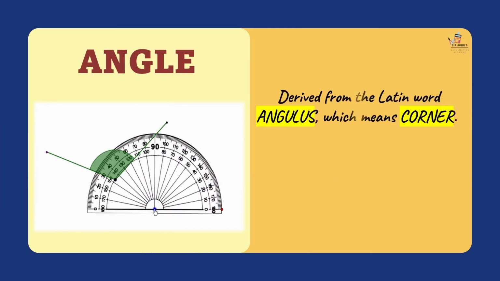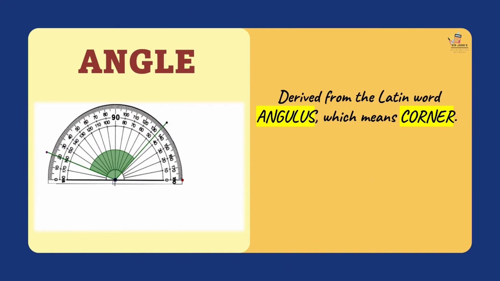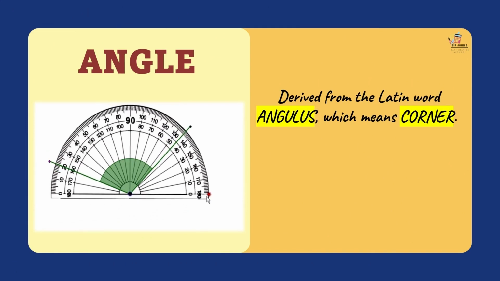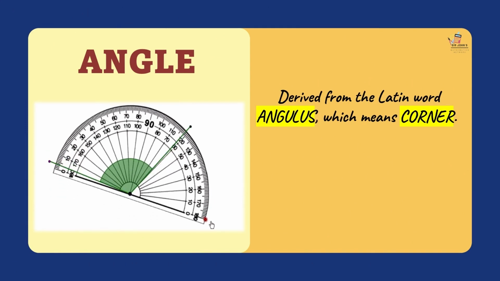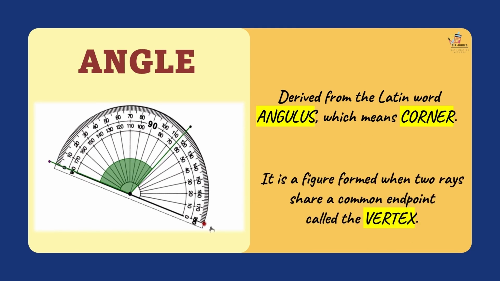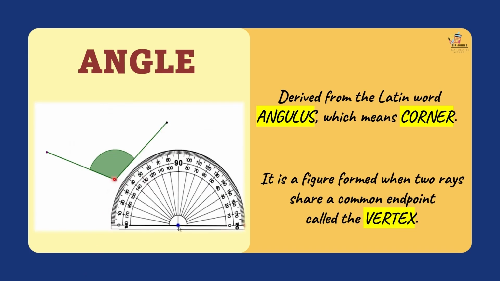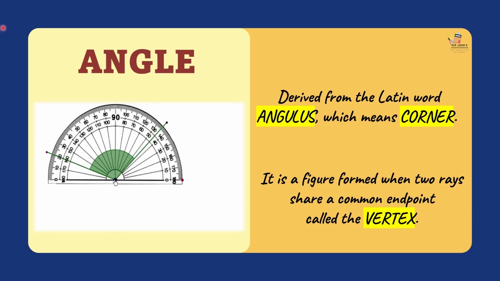Angle. Angle is derived from the Latin word angulus, which means corner. It is a figure formed when two rays share a common endpoint called the vertex. So in this particular example, the vertex is here. That's the corner.